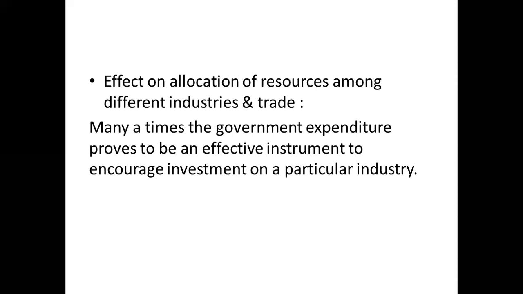Next comes the effect on allocation of resources among different industries and trade. It says many times government expenditure proves to be an effective instrument to encourage investment in a particular industry. What happens when the government allocates funds for a particular industry? It grows, because every industry requires funds to grow, for better infrastructure and better machinery. This fund allocated by the government helps industries to grow and flourish more. When an industry is flourishing, it means the people working there are going to benefit. So this is how public expenditure has an effect on production.